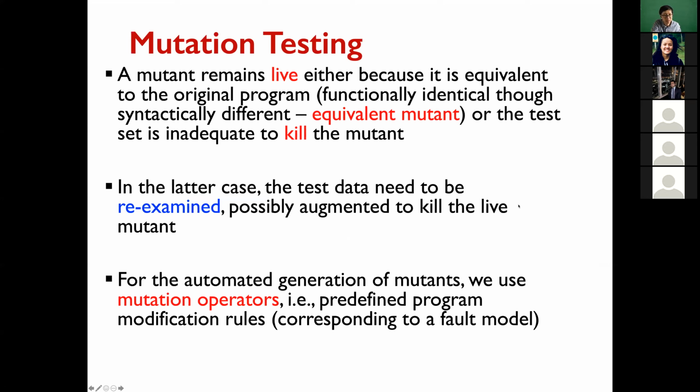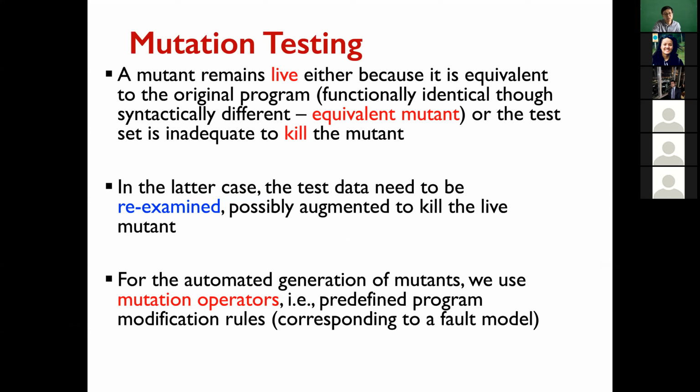Another possibility is that the test set is inadequate to kill this mutant. This mutant is a bug, but your test case is not sufficient to kill it. Okay, two possibilities for why a mutant remains alive. So in the latter case, the test cases need to be re-examined and updated, and then we add more test cases to kill the mutant.